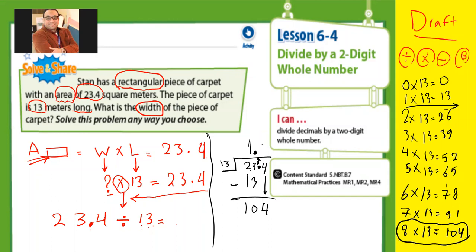So I will use 8 here, okay? And 8 multiplied by 13 equals what? Equals 104. Subtract, I get 0. Now, the width here, my dear students, equals what? Equals 1.8 meters. I got the value of the width by long division. I divided the total area over the length, continuing the long division until I got the width.